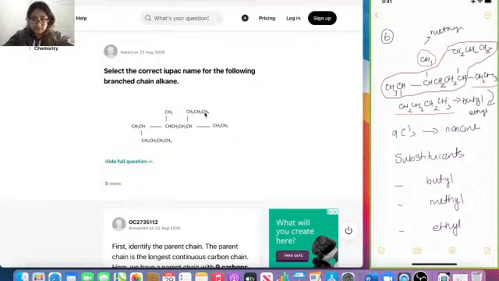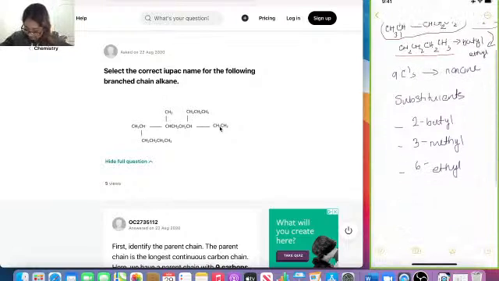Okay, and so you can see on our second carbon we have our butyl, right? So it's gonna be 2 butyl, and then we have our methyl on the third carbon right here, and so we can say this is 3 methyl. And then lastly we have our ethyl right here, and this is attached to 4, 5, 6. Our 6th carbon is attached to our ethyl, and so we say this is 6 ethyl.